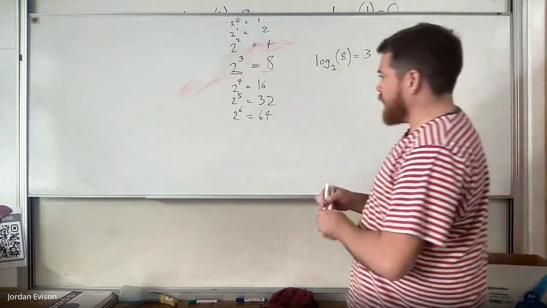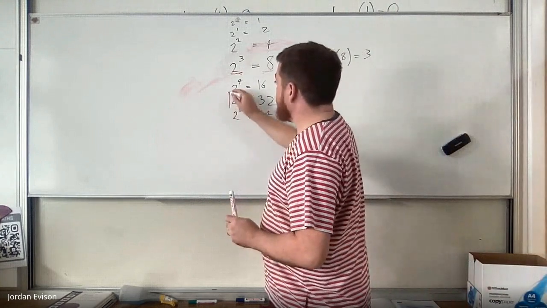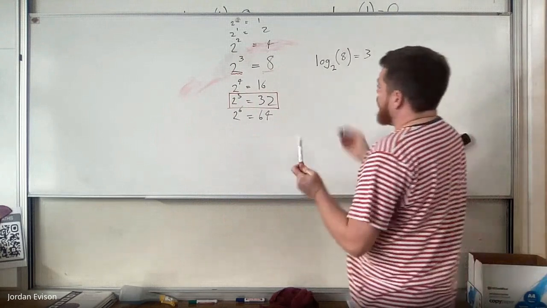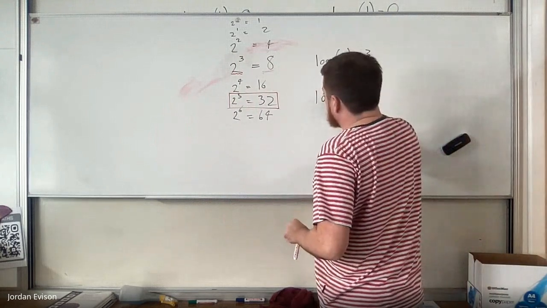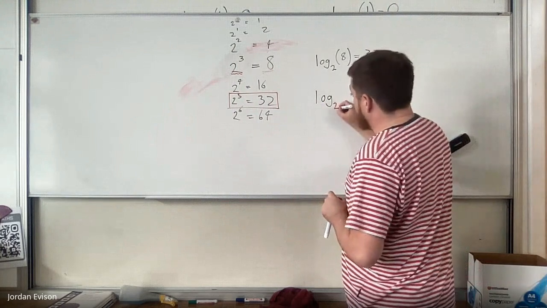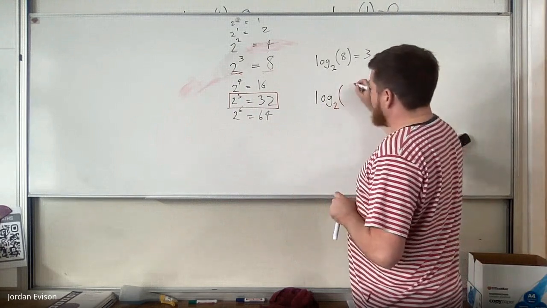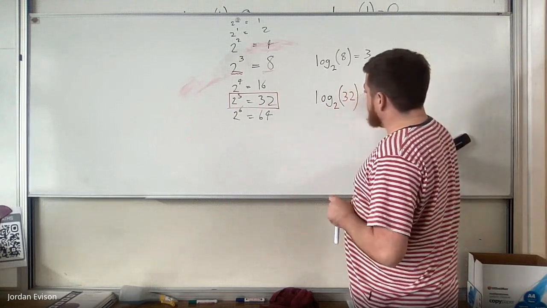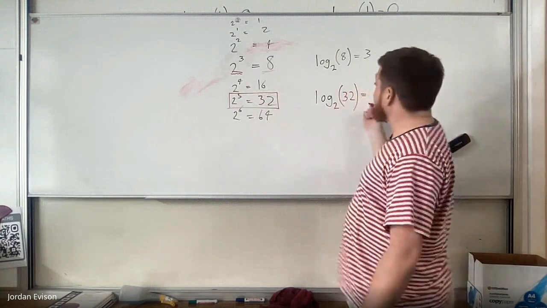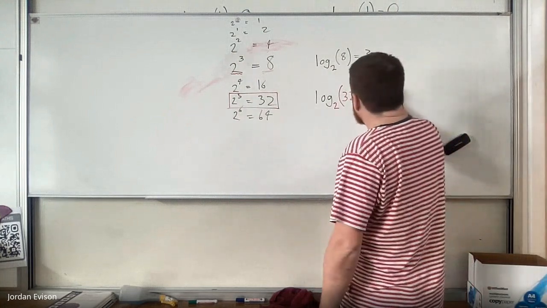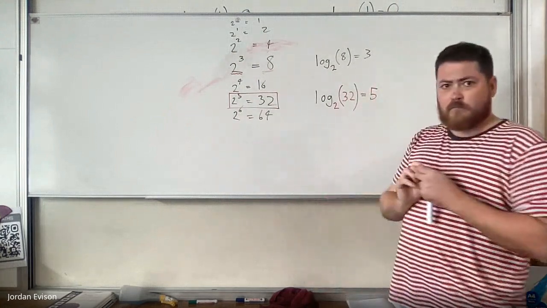Likewise, let's look at this one. 2 to the 5 equals 32. I could write this as log base 2 again. And in brackets, I'm going to write the result here, 32. And of course, this is going to equal the power, which we know to be 5 here, all right? Good.